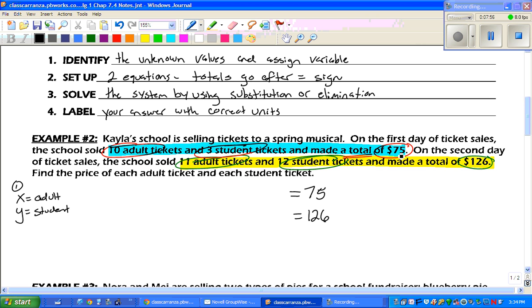But now everything in the blue goes together. So 10 adult tickets, that's 10x plus 3y. Okay, and on the yellow we have 11x plus 12y. See how all of those go together? Okay, now if we're going to do elimination, I'm going to do the crisscross method. Okay, and I need to make one of those negative, so I'm going to make the top one negative.